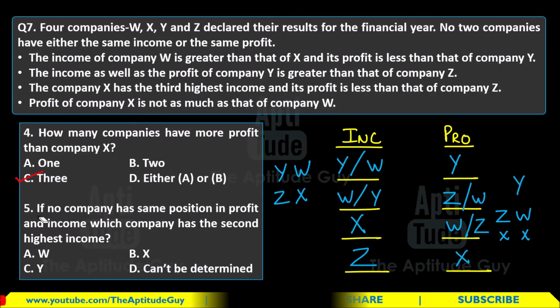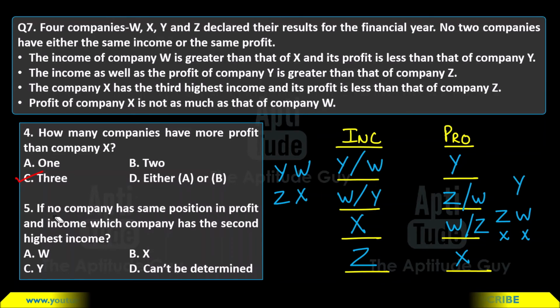Fifth question is the most important question here. It says if no company has the same position in profit and income. This is what that means. No company has the same position in profit and income. That means since Y is the first in profit, Y cannot be the first in income. That is what it means.